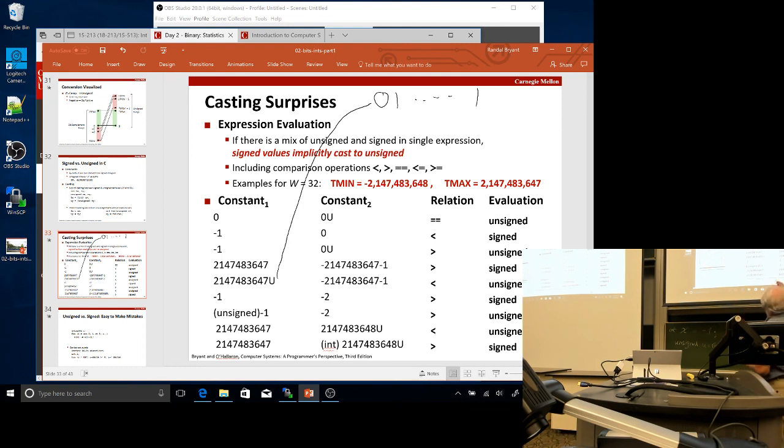You draw a line there to say that bit pattern is a 0 followed by a bunch of 1s. And this one, the bit pattern is a 1 followed by a bunch of 0s. And so if it's an unsigned comparison, then the left one is smaller than the right one. But if it's a signed comparison, then the left one is a positive number and the right one is a negative number. And so the positive is greater than the negative.